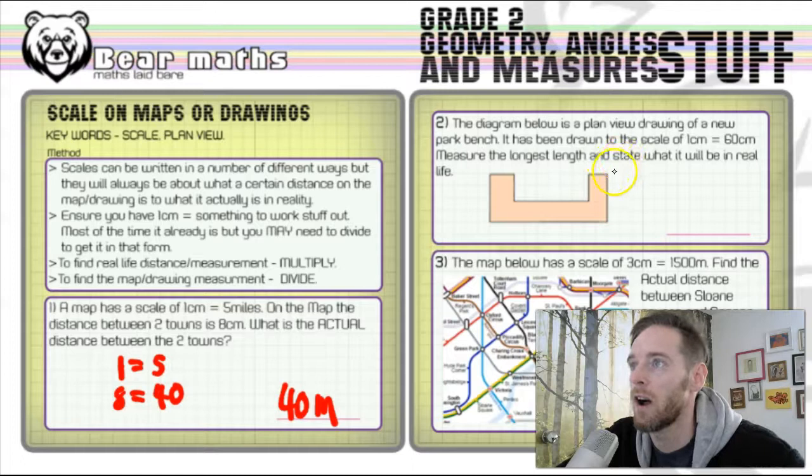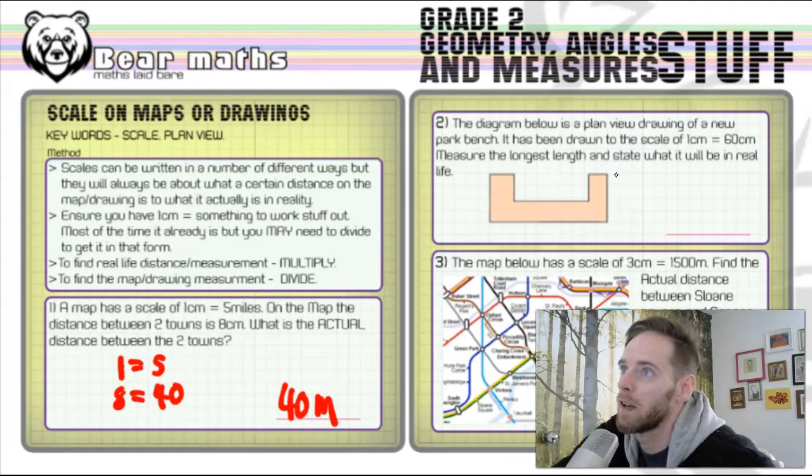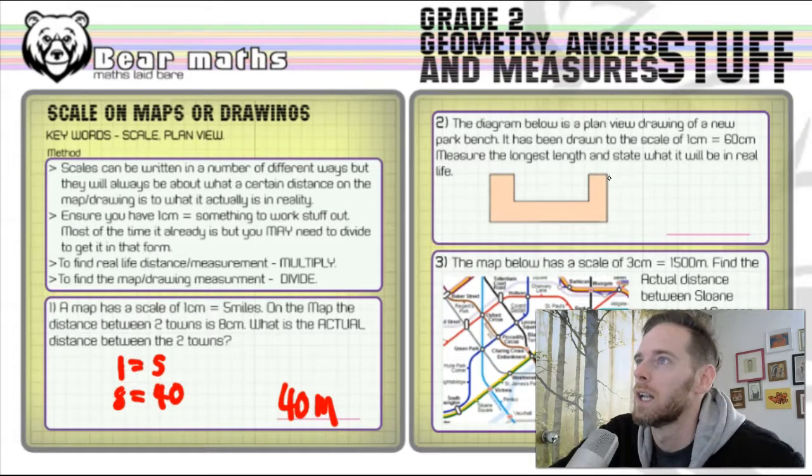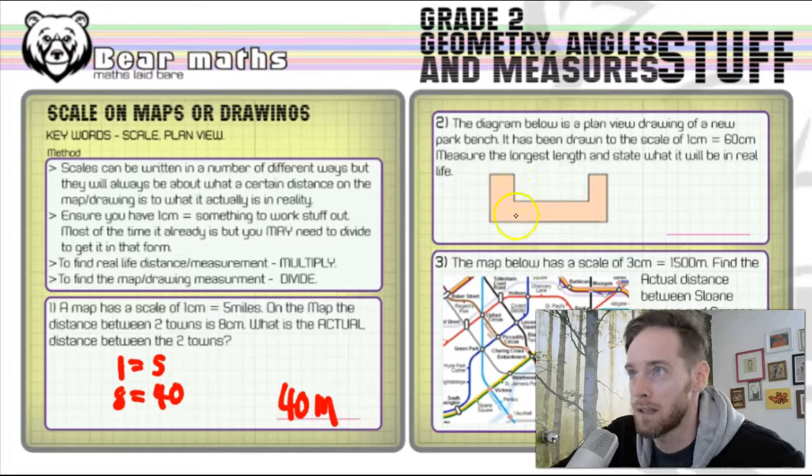In number 2, we've got a diagram that's been drawn to scale. Because this is a scale video, the question would say that it's been drawn to scale, or give you the scale. It's a plan view of the drawing, a view from the top of a new park bench. It's been drawn to the scale of 1 centimetre is equal to 60 centimetres. Measure the longest length and state what it will be in real life.